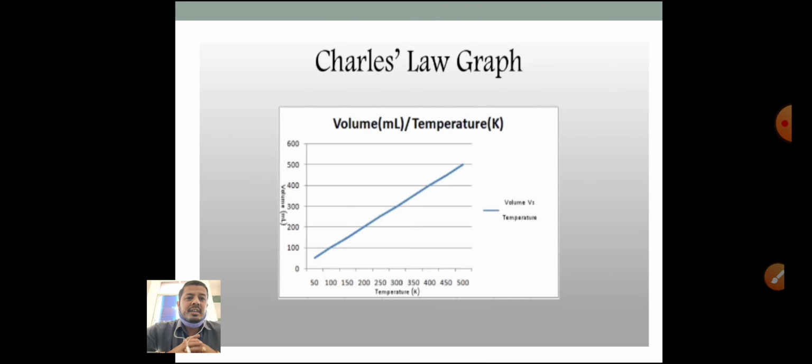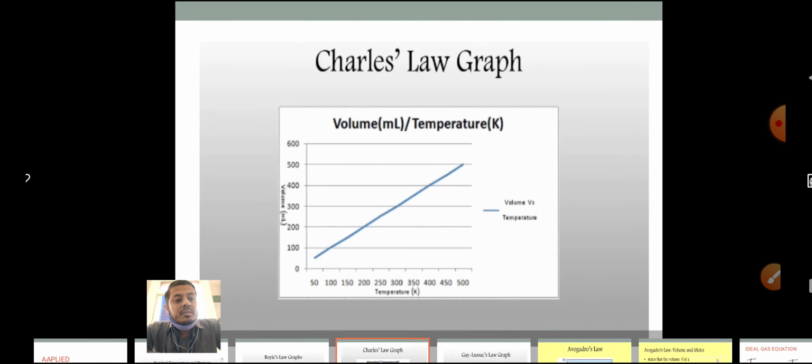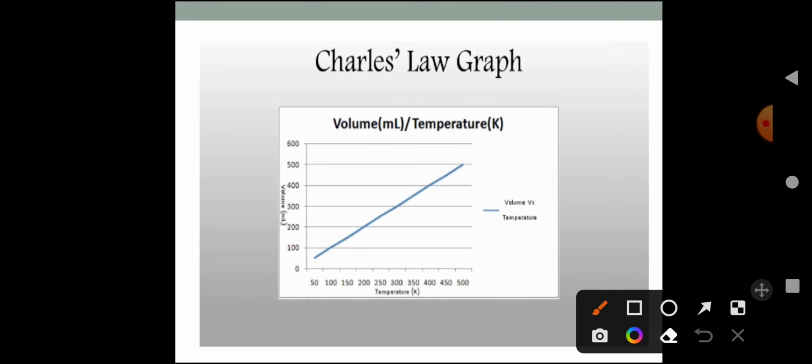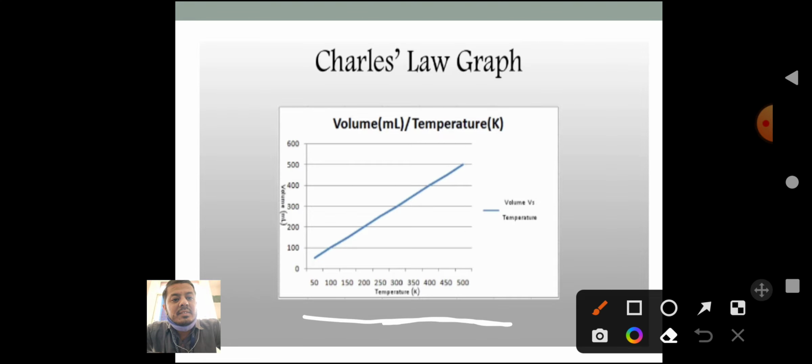Moving further, there is the second law, the Charles' law graph. Here we can see that volume is increasing as temperature is increasing. So we can say that volume is directly proportional to temperature when pressure is kept constant. From the horizontal axis, temperature is increasing from 50 to 500 degrees. In the same way, going along this line, volume is also increasing. So here volume is directly proportional to temperature.